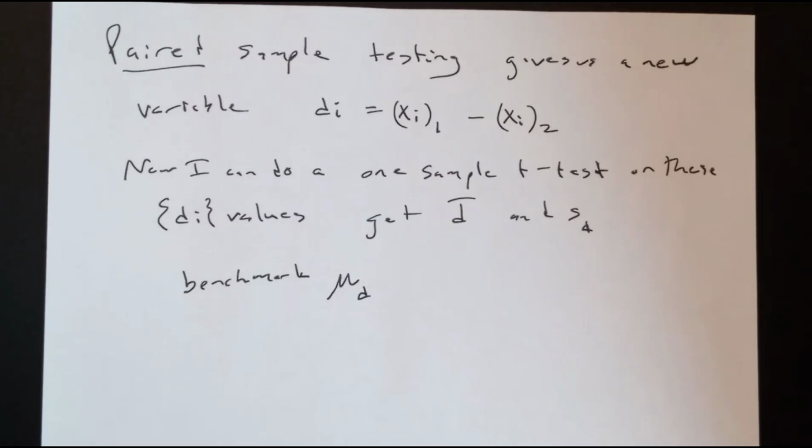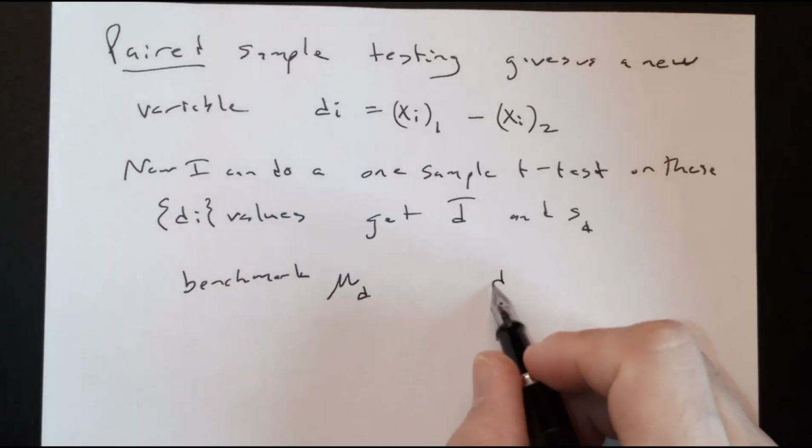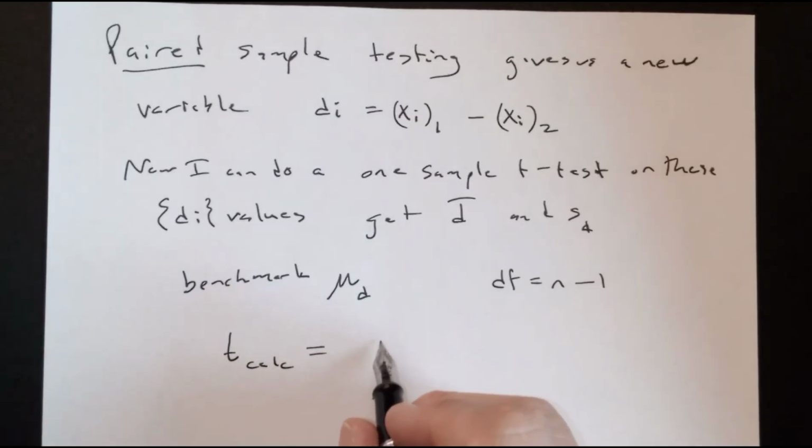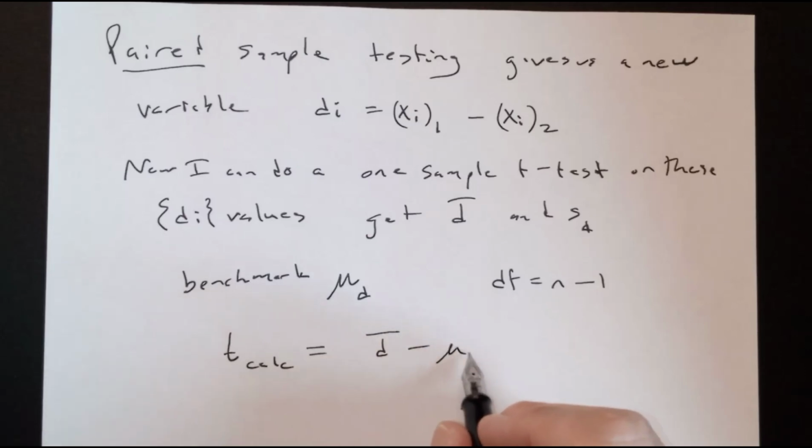But this is a one sample set of data. So I use df equals n minus 1, where n is the number of paired samples. And then I'm back to doing the same t calculation I did before.